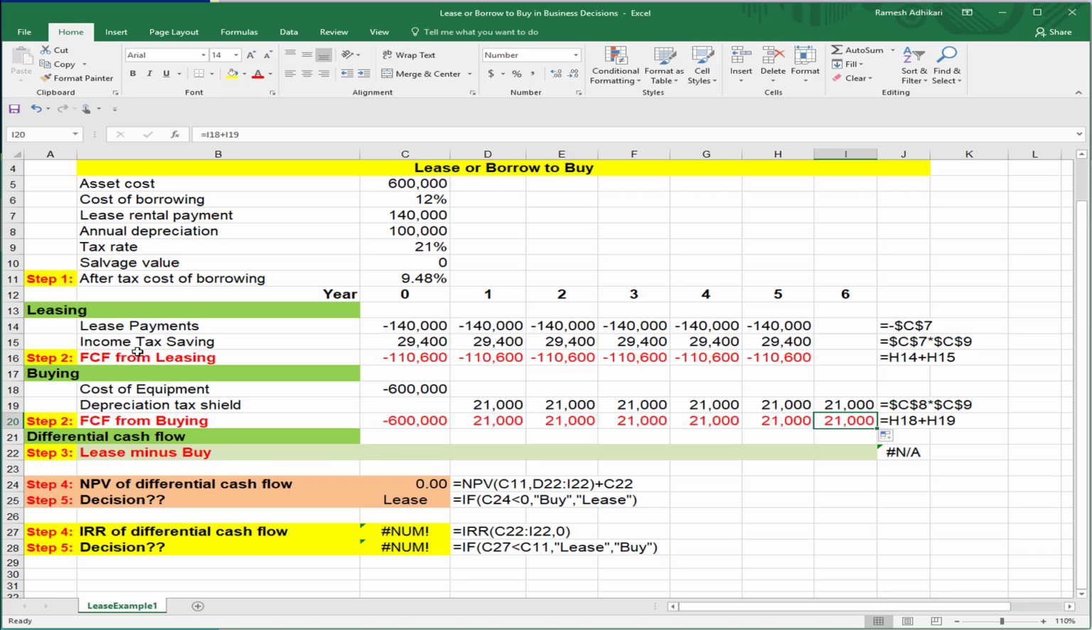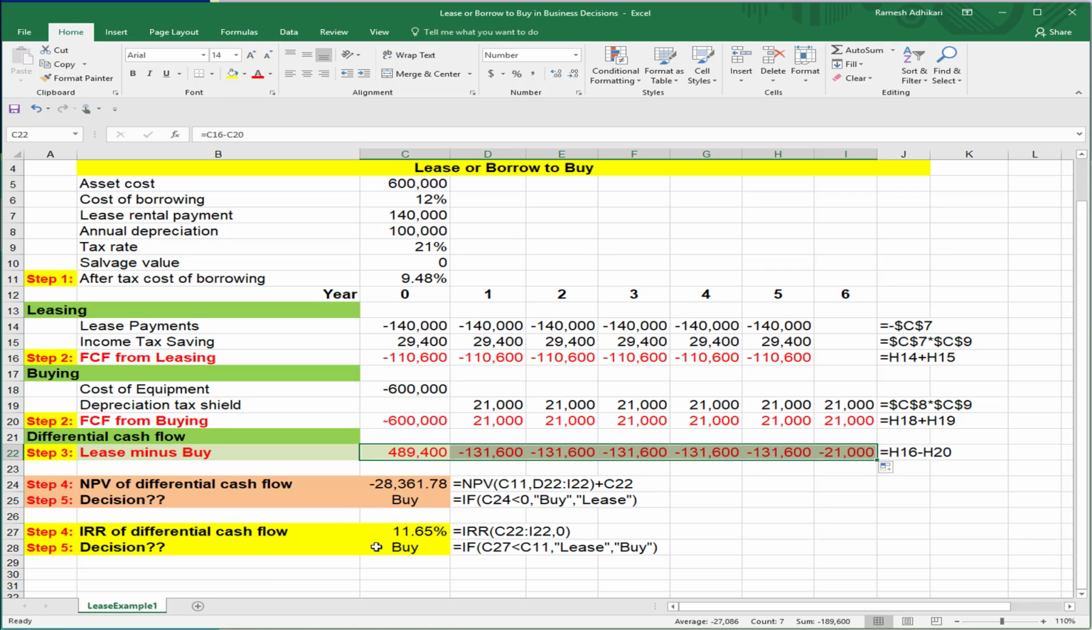We computed cash flow from leasing and we computed cash flow from buying. Now let's go to step 3. Step 3 is to compute incremental cash flow, right? And how do you do that? This is cash flow from leasing minus the cash flow from buying. So if we do this, we get the incremental cash flow, and you can drag it, and that gives you the total incremental cash flow.